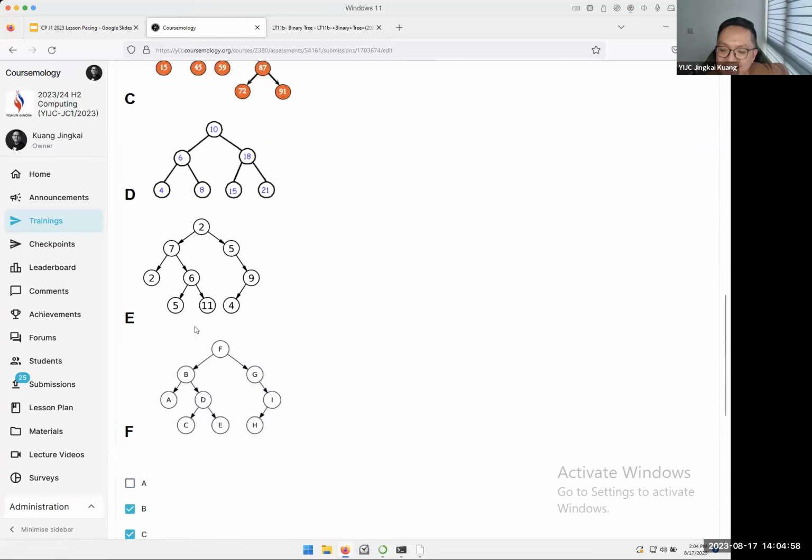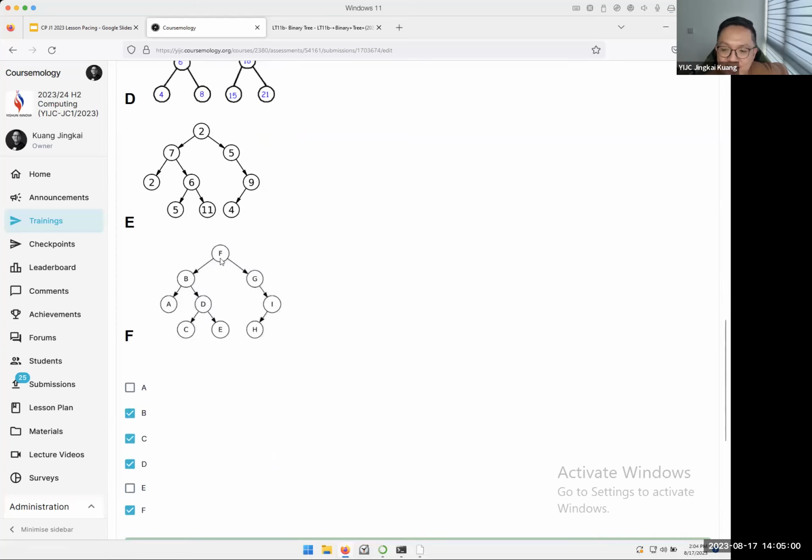Okay, next one. Letters also can. So for letters we just follow the ASCII value. So we know F is bigger than B. Okay, so have F. Everything B, A, D, C, E is fine. Go to B. A is on the left, D is on the right. That's okay. D, C on the left, E on the right.